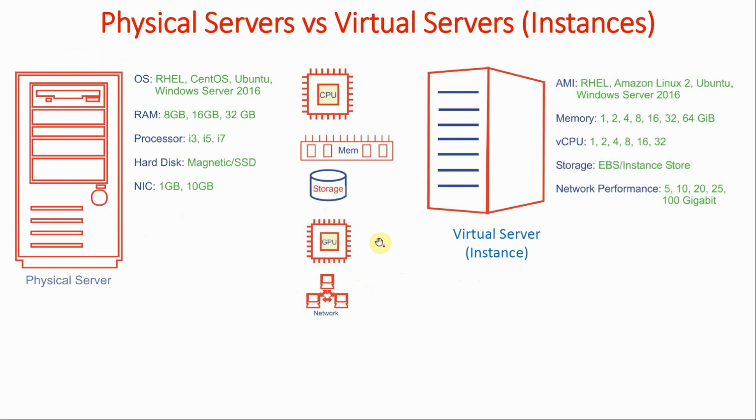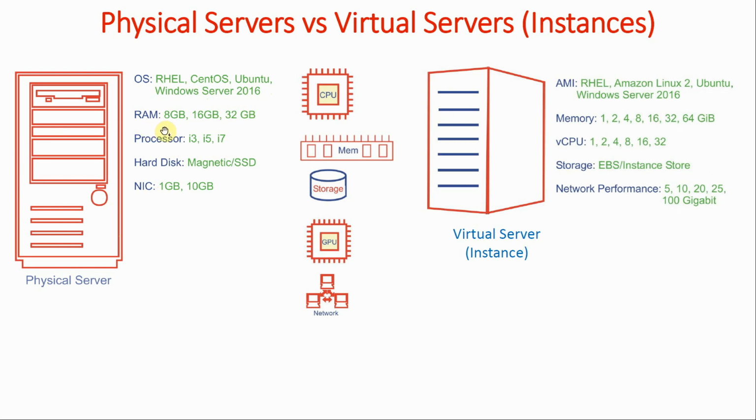So I'm taking one example. Suppose my company wants to launch its own web server. That means we want an on-premises web server. So what do I have to do? I have to purchase some physical server. Whenever we order a physical server, first of all we have to decide which operating system we will need, whether Red Hat Enterprise Linux, or the community edition, that means CentOS, or Ubuntu, or Windows 2016 server.